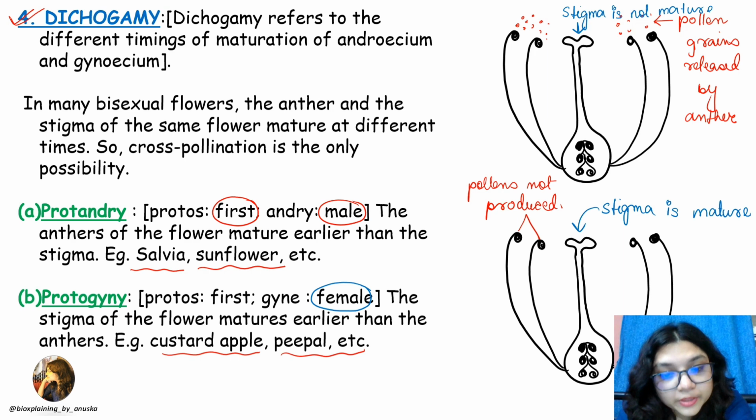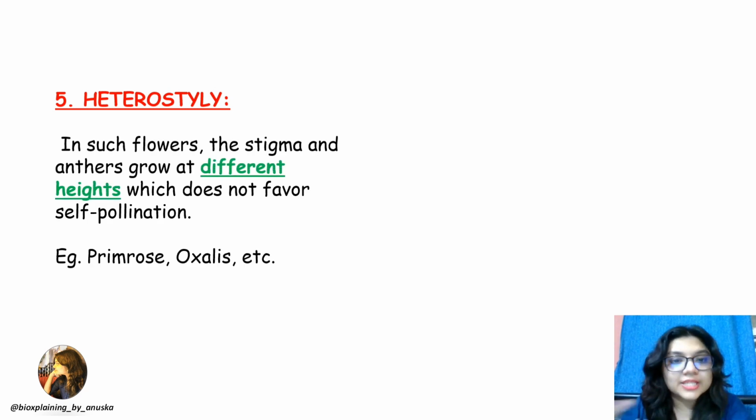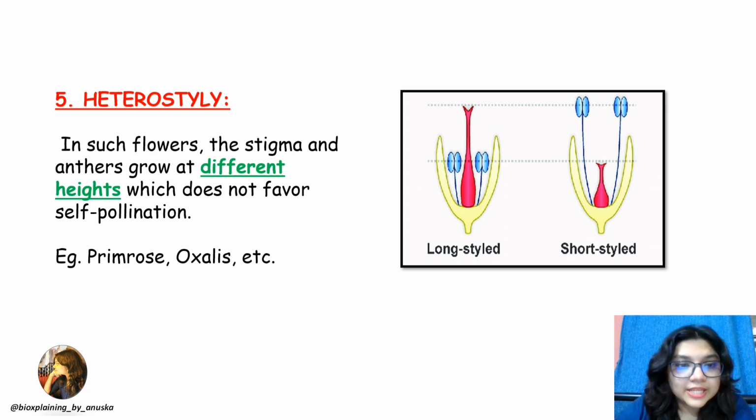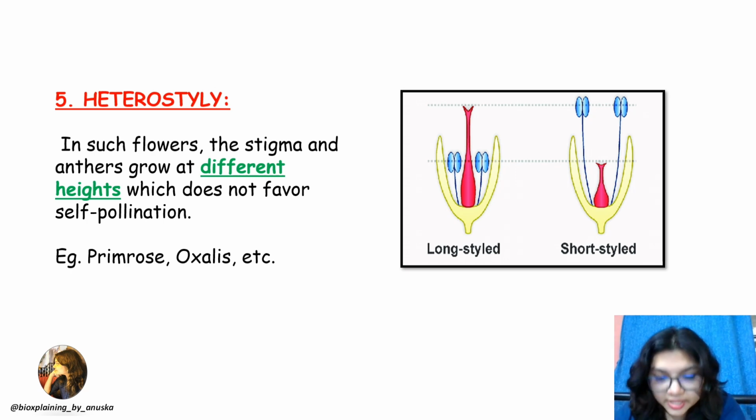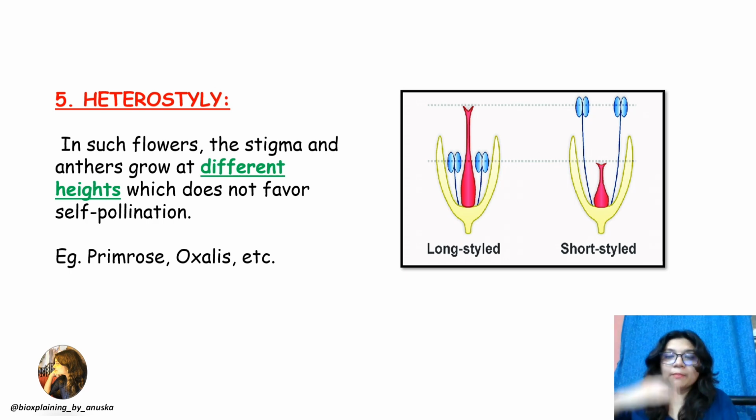and protogyny is a condition commonly found in custard apples, peepal, etc. The fifth condition that we have is known as heterostyly, right? So in such flowers, the stigma and anthers grow at different heights. So self-pollination cannot be done. So if you look into this diagram, the name itself tells you heterostyly. That means the style is of different heights. So if you have long-styled flowers, that means the slender part of the female part is very long. This part is the style. So it is much greater in height as compared to the anther. So its own pollens cannot go and reach the stigma.